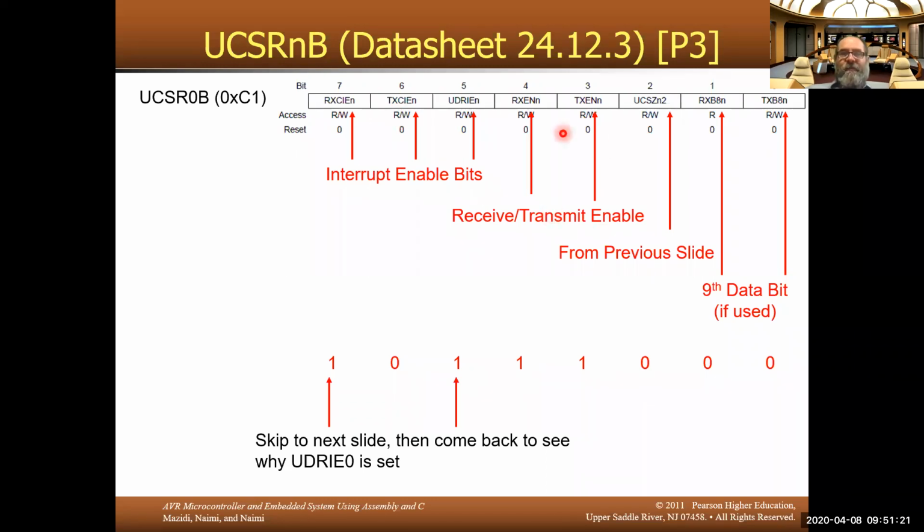The receiver and the transmitter are both going to be enabled. The most significant bit of the character size is 0, because we're doing 8 bits. We're not doing a 9th data bit at all, so those can be zeros. All right, so let's go to the next slide.